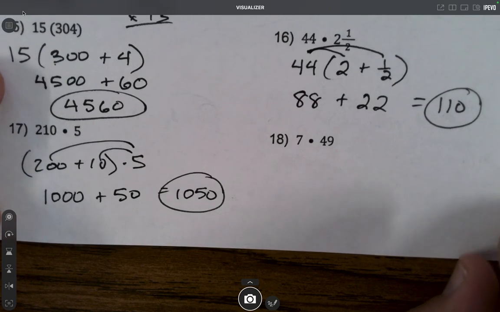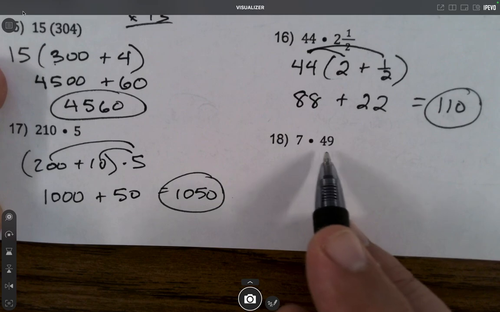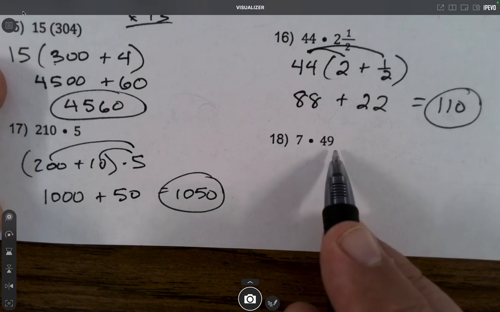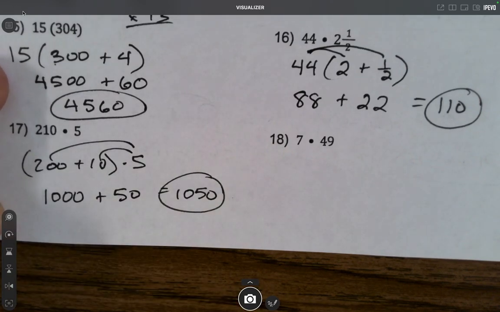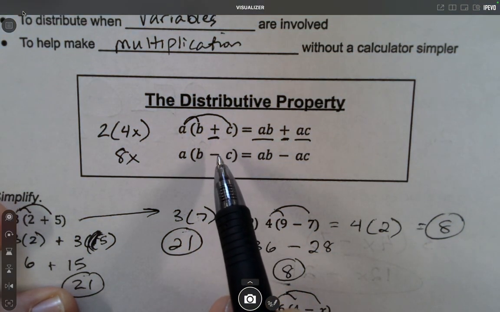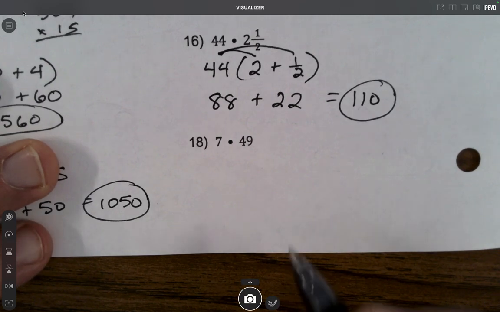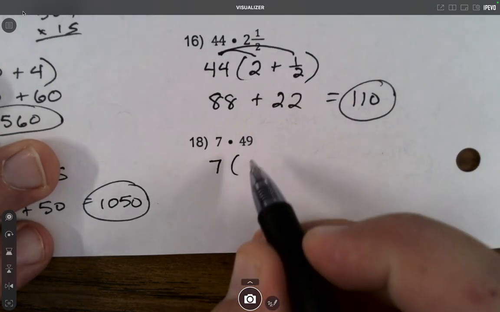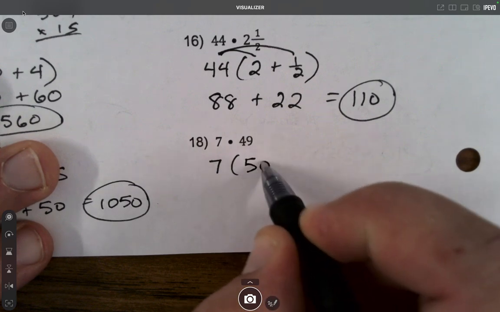Okay, now 18, you might think, well, 49 is a long way from 40. It wouldn't be that hard to do this one by making this 40 plus 9. But if you think about it, the distributive property, we can do it with both adding and subtracting. So it's not that you can't make this one easier by making 49 into 40 plus 9, but what would probably be even easier is to think, well, 49 is actually closer to 50 than it is to 40. So rewrite that as 50 minus 1.